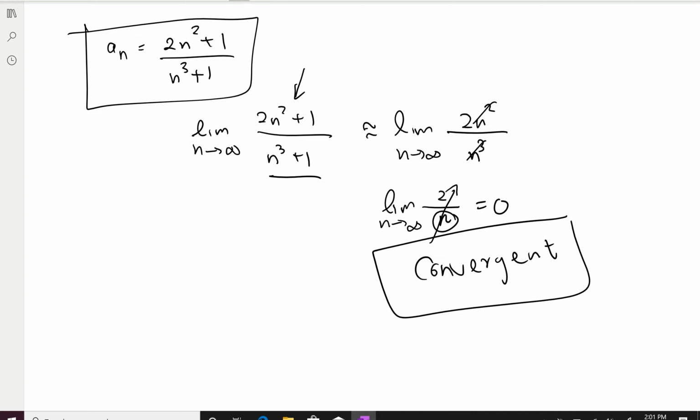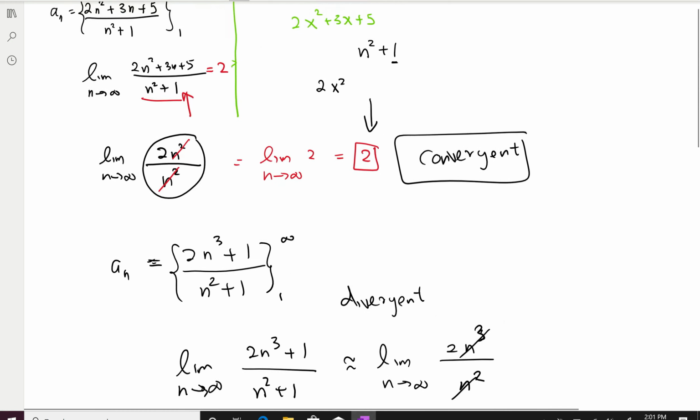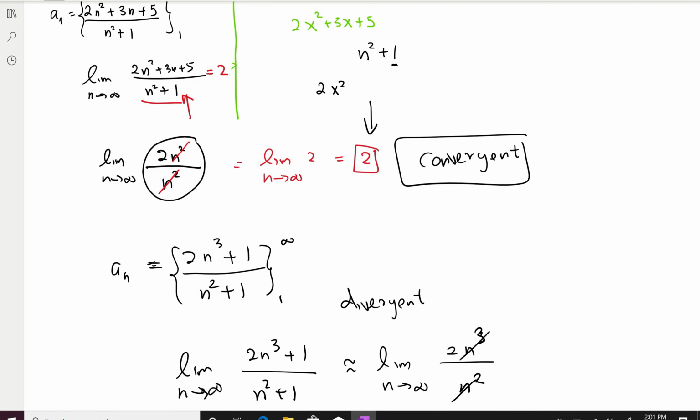Okay, so that's how you find the limit when you have a sequence that's represented as a rational function. You look at the dominating terms of both numerator and denominator.